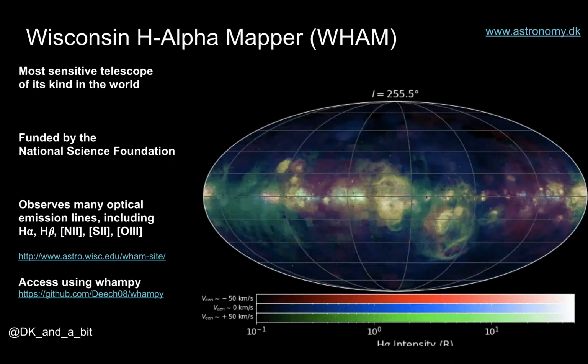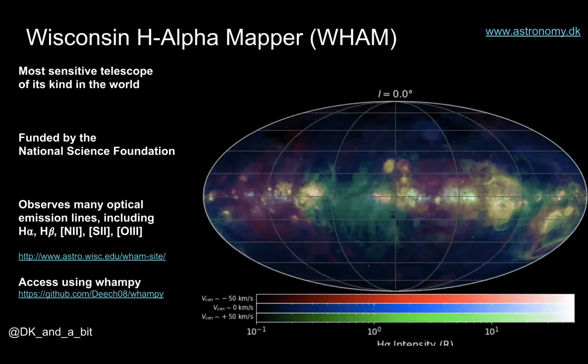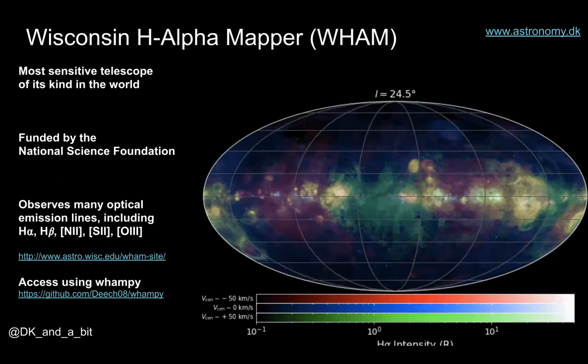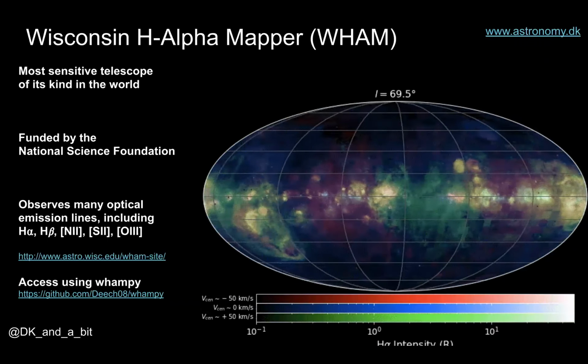But it has a 1-degree beam. So it takes all the light you see within a 1-degree patch of the sky and converts it into a single, very deep spectrum for H-alpha, H-beta, [N II], [S II], [O III], and a few other lines as well.